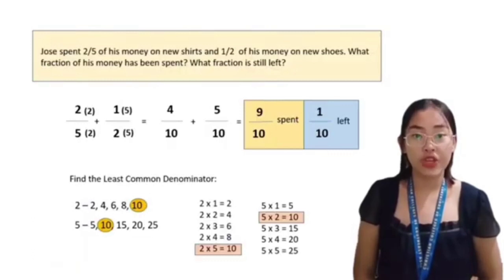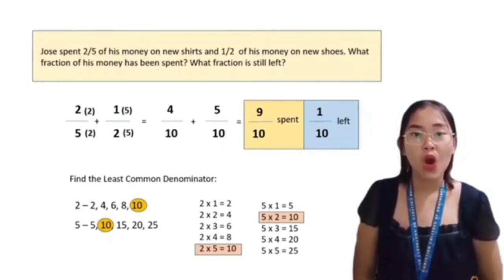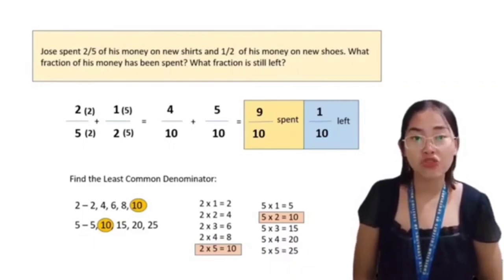Jose spent 2/5 of his money on new shirts and 1/2 of his money on new shoes. What fraction of his money has been spent and what fraction is still left? 2/5 plus 1/2. When adding unlike fractions, the most important thing is to make the denominators the same before adding the numerators together.